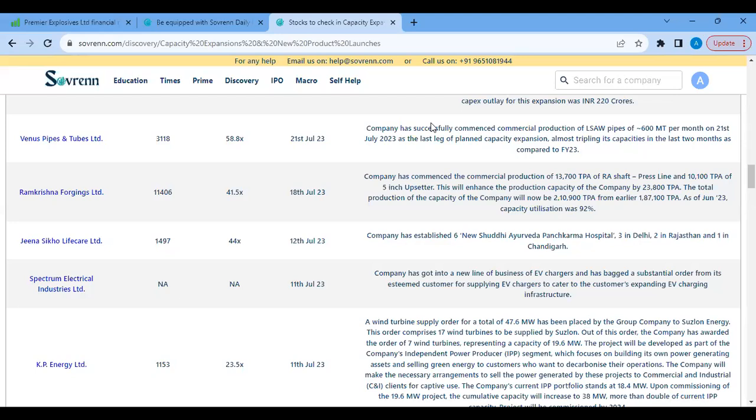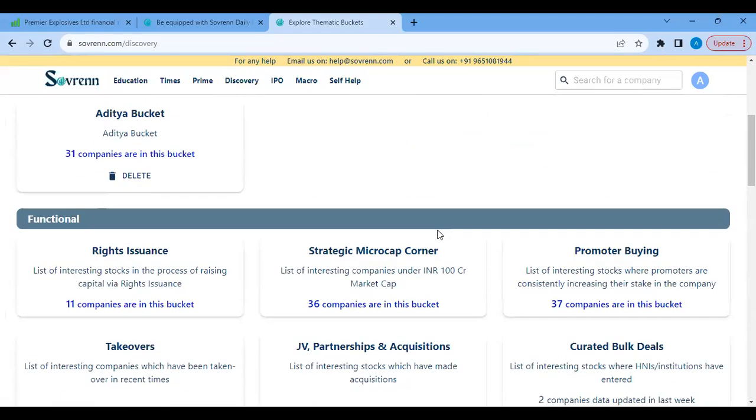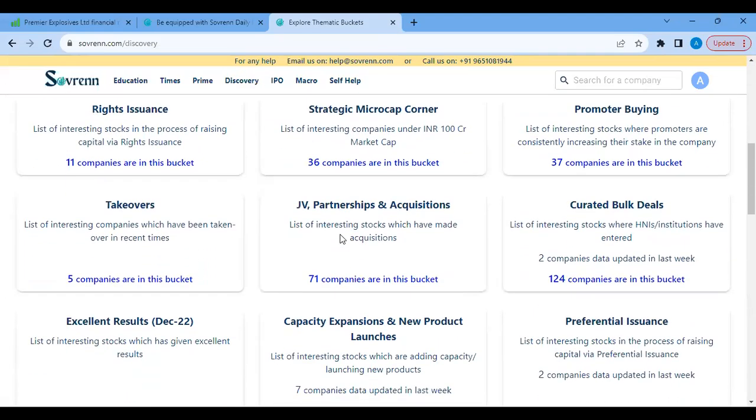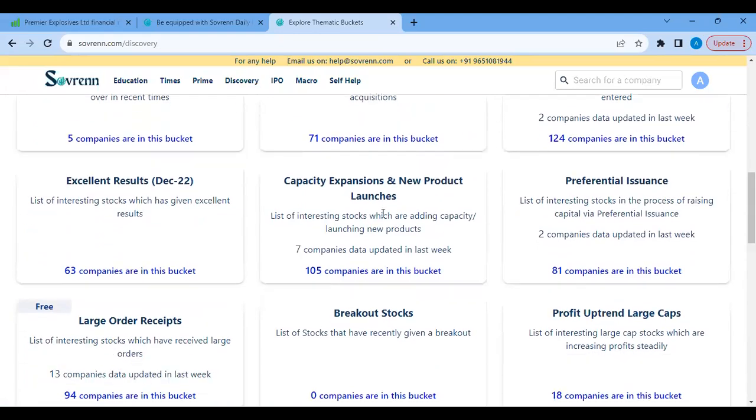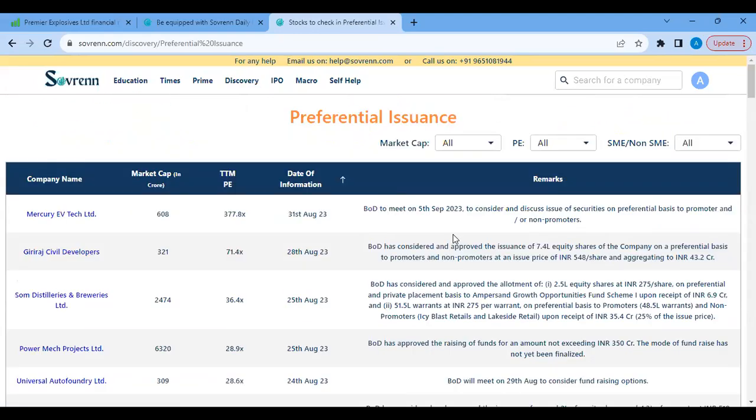Right? So I hope everyone understands the power of this information. Let us again check more pieces of information. Let us check fundraising now.